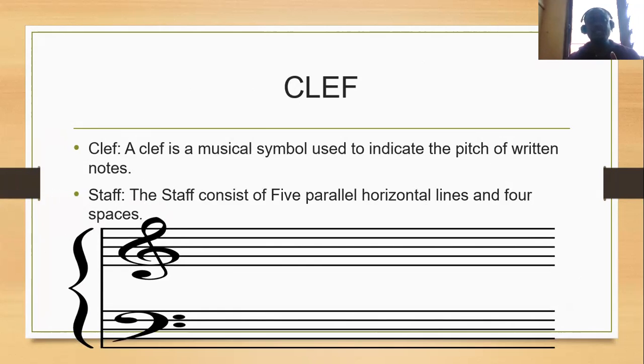The first symbol there is called the treble clef. And then the second one, the one below the treble clef, is the bass clef. And the 5 parallel horizontal lines we see there, that's what we call the staff. So when you have the treble clef on the 5 lines, then you can call it the treble staff. Then when you have the bass clef on the 5 lines and 4 spaces, you can also say the bass staff.